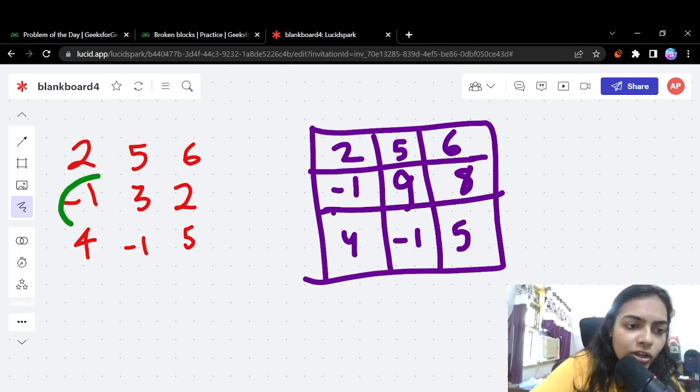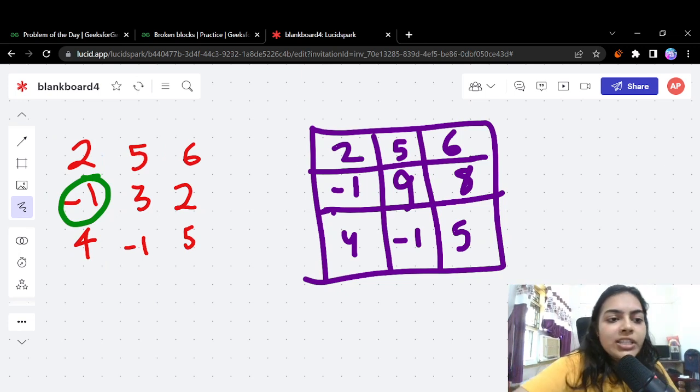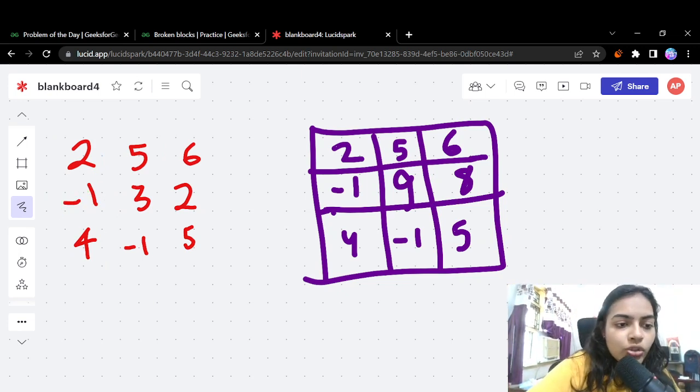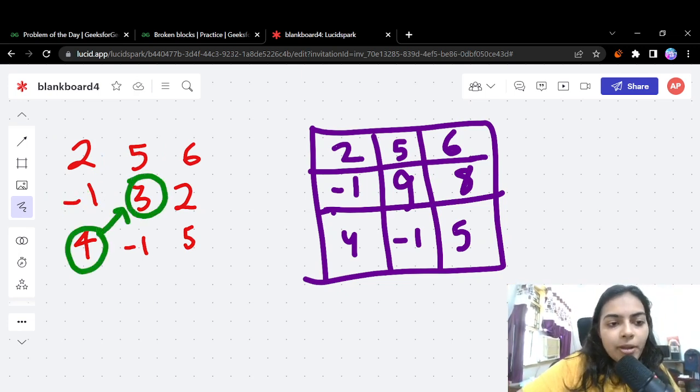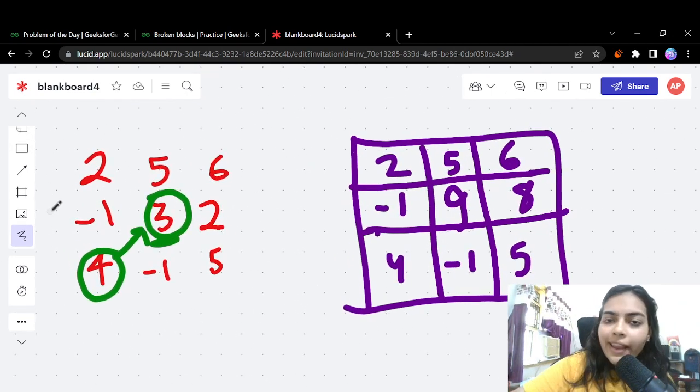This is not possible because I can never step on -1. If I step on -1, I am dead there itself, right? So 4 has only one way, which is coming from this way. Now if I want to calculate the answer, I can calculate it again.